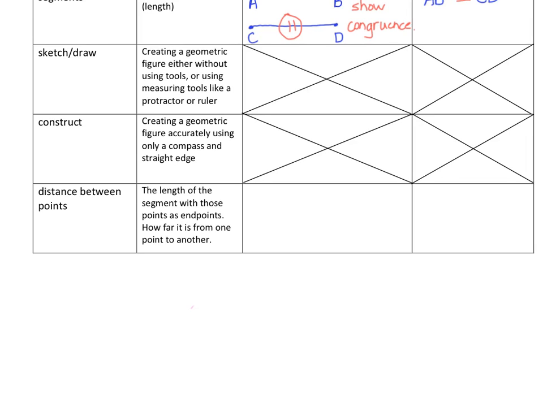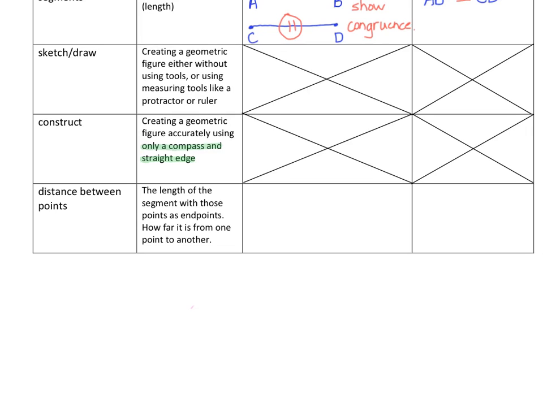But also in geometry, you hear about constructions. To construct a figure in geometry has a very precise definition and precise tools that you use. When you're constructing in geometry, you're creating a geometric figure accurately using only a compass and a straight edge. Hopefully at some point when we're back together, we will actually talk about and practice constructions with compasses and a straight edge.